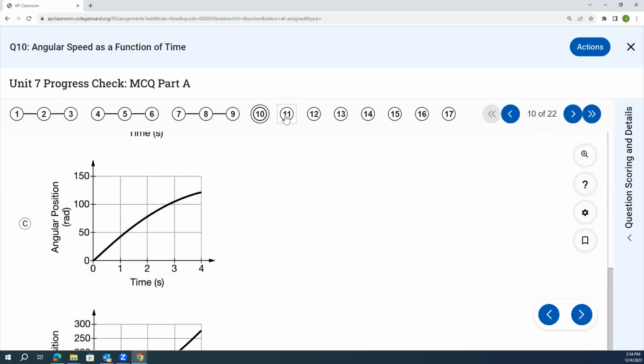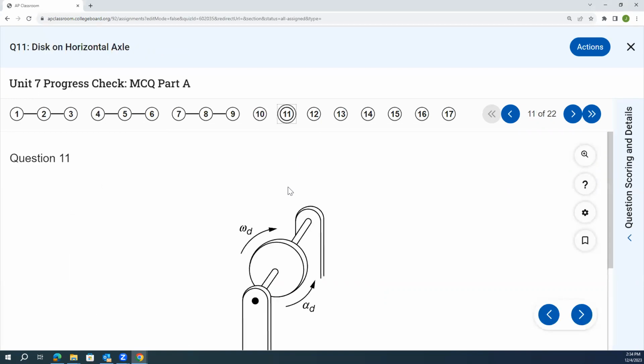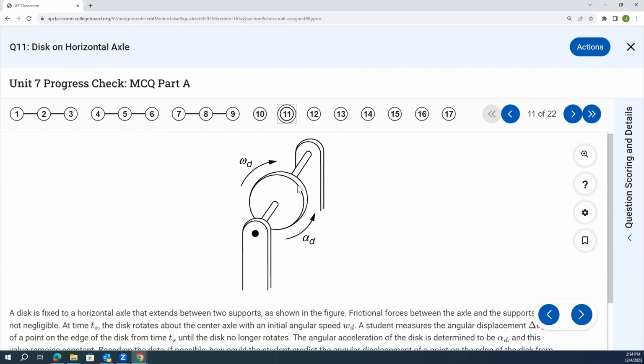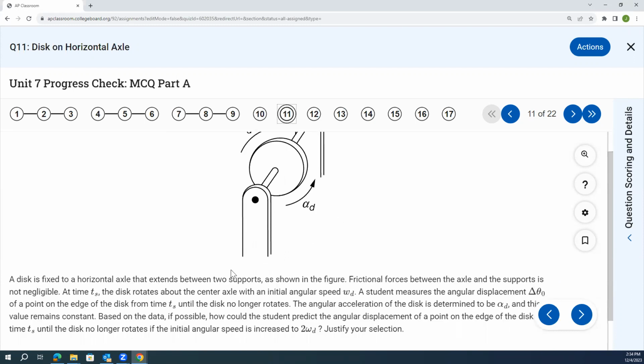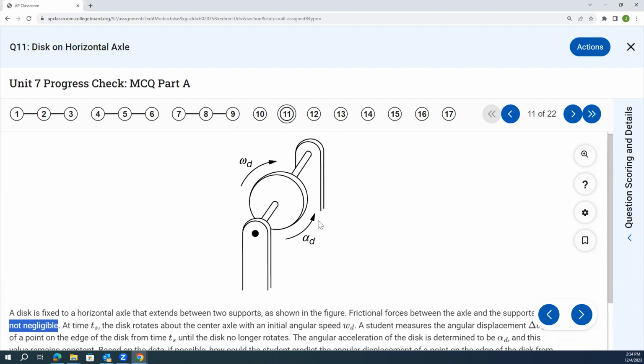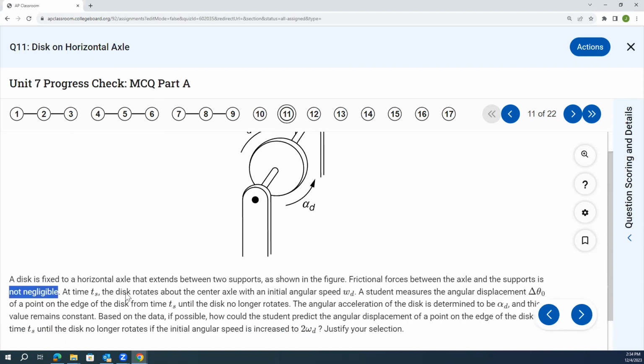All right. Number 11. Ooh, looks like something rotating clockwise, but is it speeding up or slowing down? Slowing down because the acceleration is opposite. Kind of like a car braking to a stop. Disc fixed to a horizontal axle between two supports. Okay. Friction is not negligible, which makes sense because it's slowing down, so friction could be causing that. Right? At time ts, the disc is rotating about the center with angular speed omega d. Student measures angular displacement delta d, point of the edge of the disc, until the disc no longer rotates. Okay, so slows down to a stop.